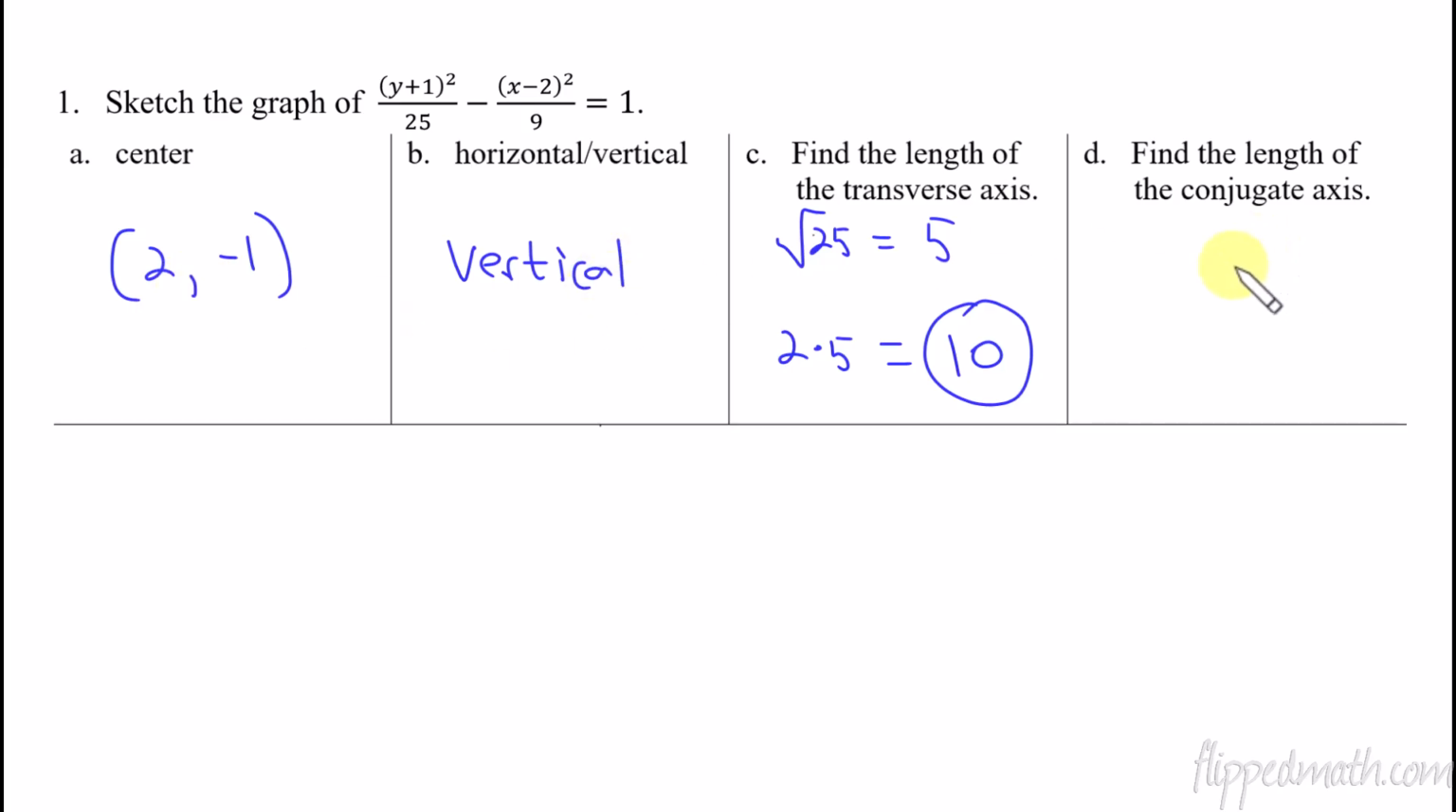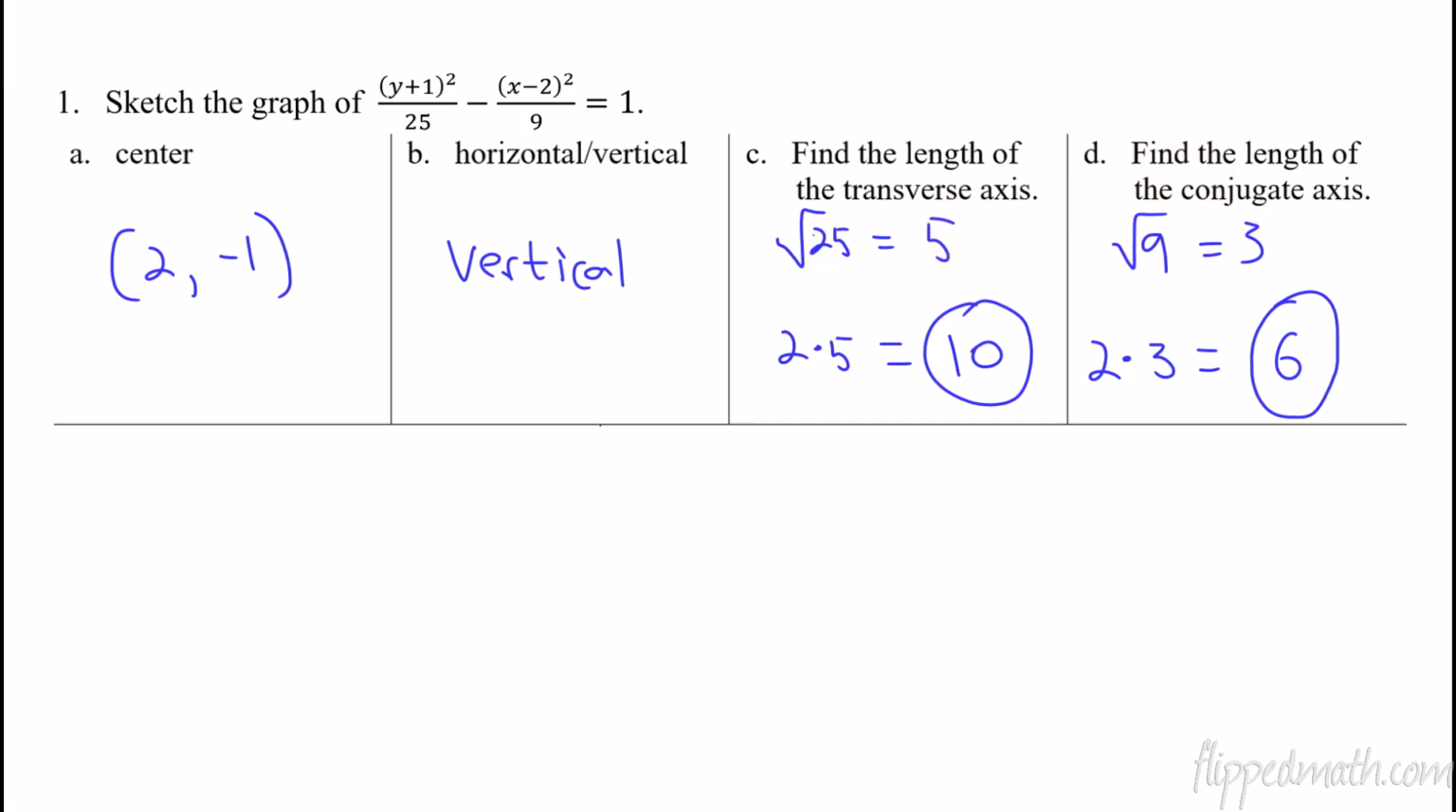All right, how about the conjugate axis? So this helps us with this imaginary rectangle that we're going to create. Now I used the 25 on the other one, so now I'm just going to use the 9. So I take the value of that one. Square root of 9 is 3. Nice and simple, nice perfect square numbers. So then I'm going to double that. So 2 times 3 gives me 6. 6 is the length of the conjugate axis, or in other words, 3 away from the middle, going left and right, because the transverse is up and down, conjugate will be left and right.